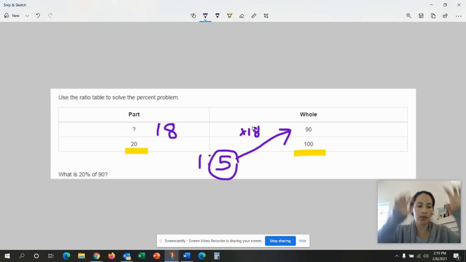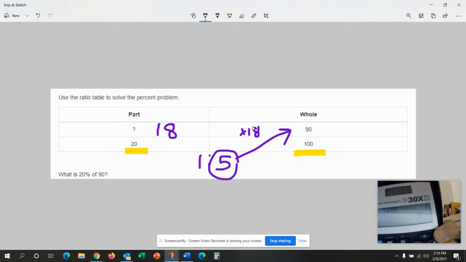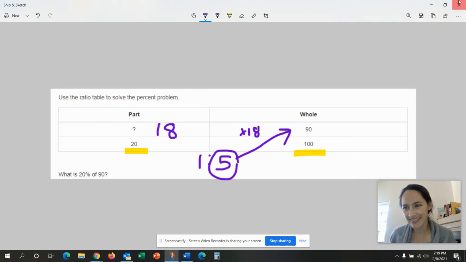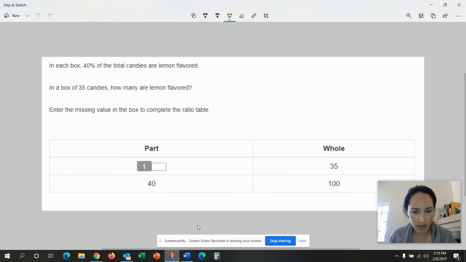That's all we're doing with these tables. But again, you learned another method to check. We can change that 20% to 2 tenths, 0.2, and multiply times 90, and we're going to get 18.